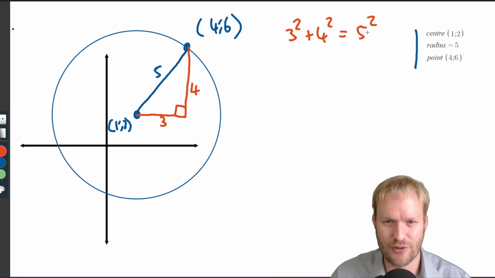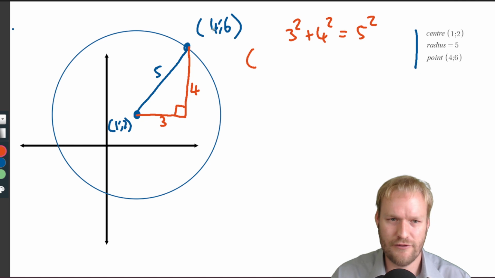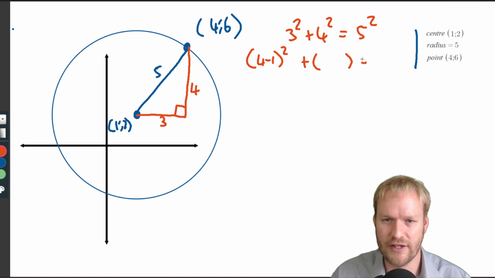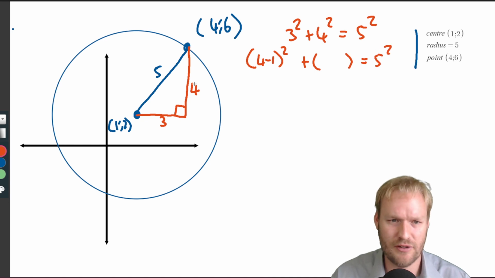That's the radius squared. But now the 3 isn't just the x value. The 3 we got to by taking 4 and subtracting 1. Maybe we didn't think through that explicitly, but this distance 3 from 1 to 4 we could have worked out by going 4 minus 1. And this y height, 4, is 6 minus 2.